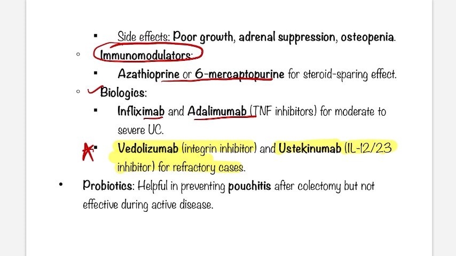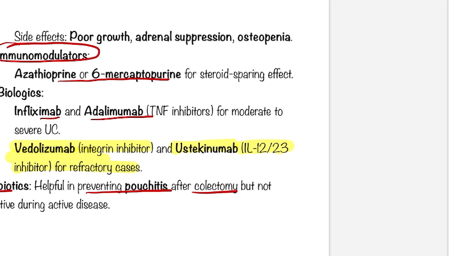This is very important. Again, probiotics are useful in preventing pouchitis after colectomy. So, immunomodulators and biologicals, newer biologicals like vedolizumab and ustekinumab are used. And probiotics help in preventing pouchitis.